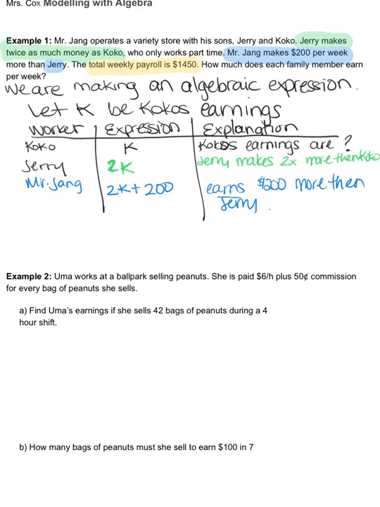And so this is how we're going to set up our equation. I know that my whole equation is going to have to equal the total amount of money spent on payroll, which was $1,450. And I know that my payroll is just the 3 people added together. So I'm going to have Coco's earnings, which were K, plus Jerry's earnings, which were 2K, plus Mr. Jang's earnings, which were 2K plus 200. Okay, and that's where I'm getting all of these from.